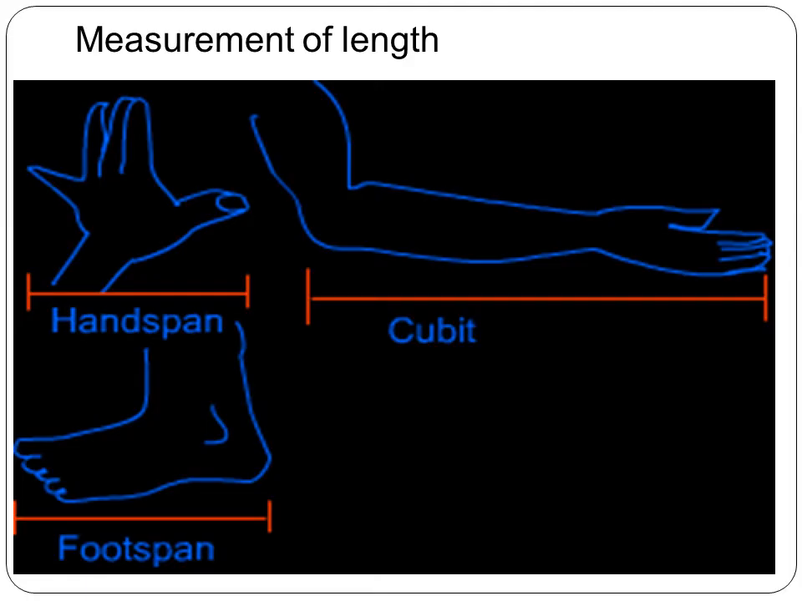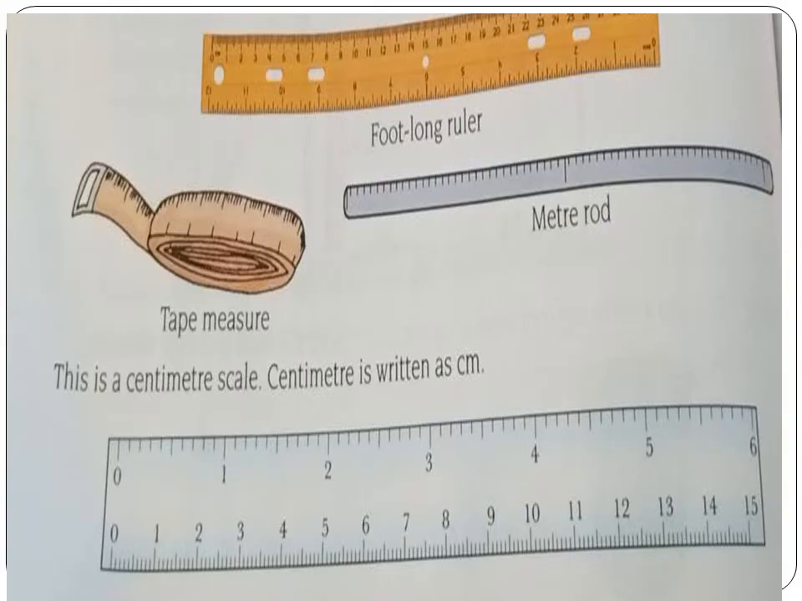In class 2, we have learnt some units of measurement like foot span, hand span, cubit, etc. We also learnt about the standard unit of measuring length, that is meter. So next we will see measurement of length. Standard units for measuring length. Some units commonly used for measuring length and height are meter and centimeter.